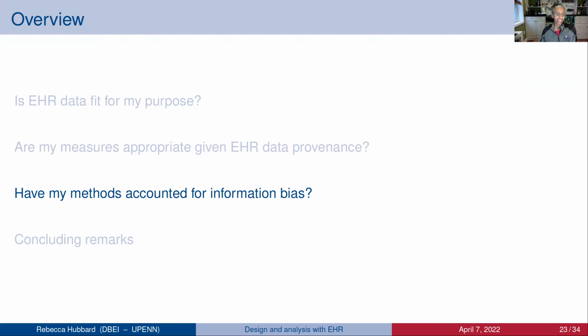All right, so the last thing that I want to talk about is, once we've identified a question that EHR are fit to answer, and once we've figured out how we're going to come up with the measures that we analyze to answer that question, we know that there's going to be residual measurement error in the data elements that we've extracted. So what can we do to account for that potential source of information bias?